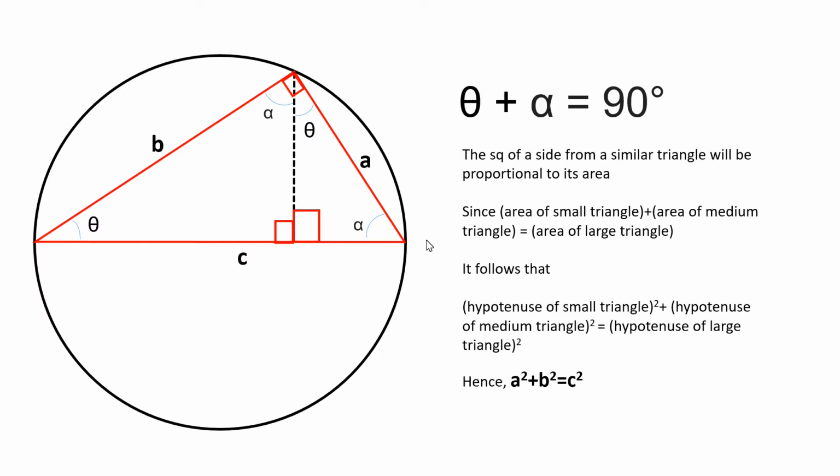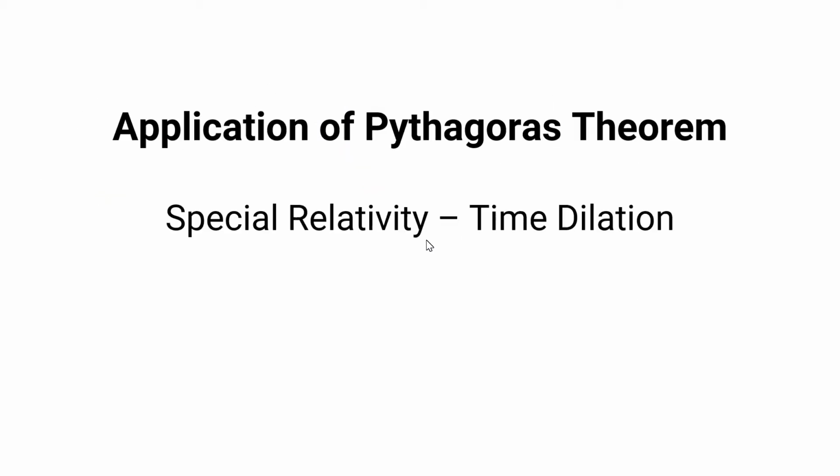Now, take a moment, pause the screen if you don't quite get it, and you can ask in the comments about it. We'll move on to the applications of the Pythagorean theorem. This is the reason why I chose Einstein's proof for the Pythagorean theorem, because this theorem itself actually influenced one of the greatest minds with his greatest work, Special Relativity in 1905, and that of time dilation.